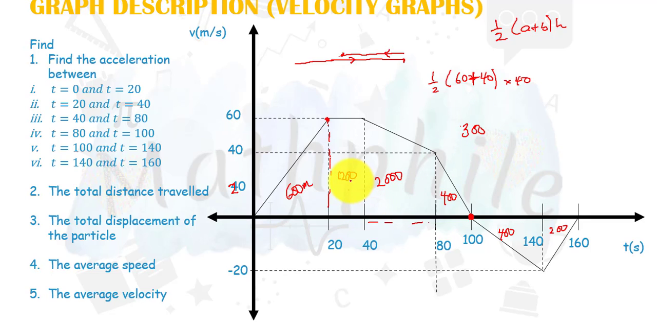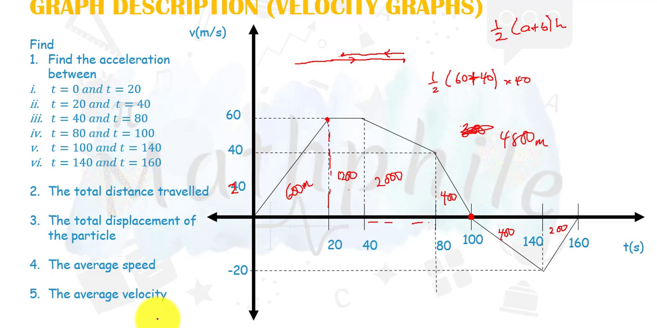Are you sure it's 3,000? Wait, sorry. Because this is 2,000, this is 1,200. This and this alone is 3,... 4,800. Okay, 4,800 meters. So that's the total distance. What of the displacement?